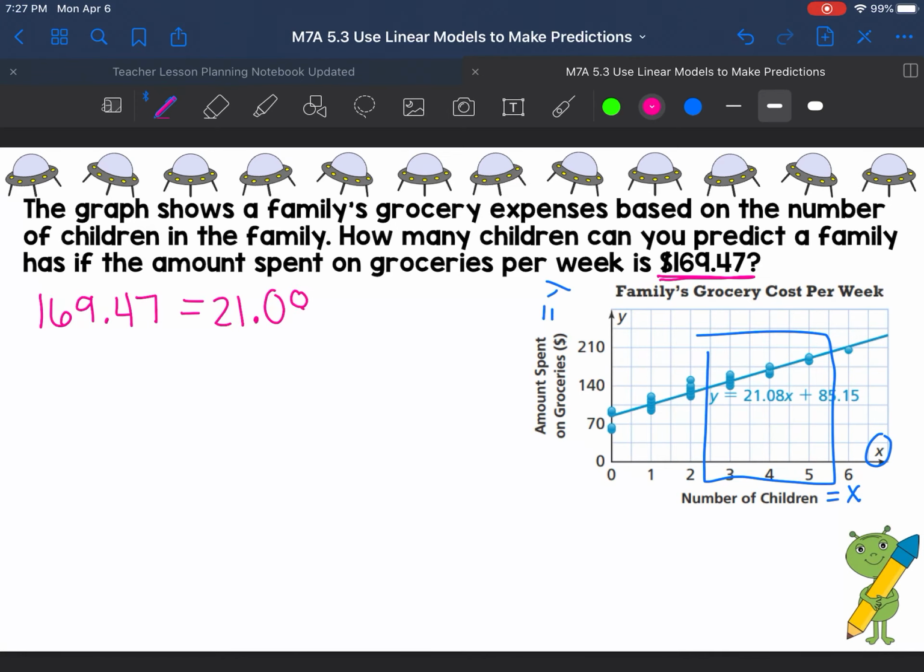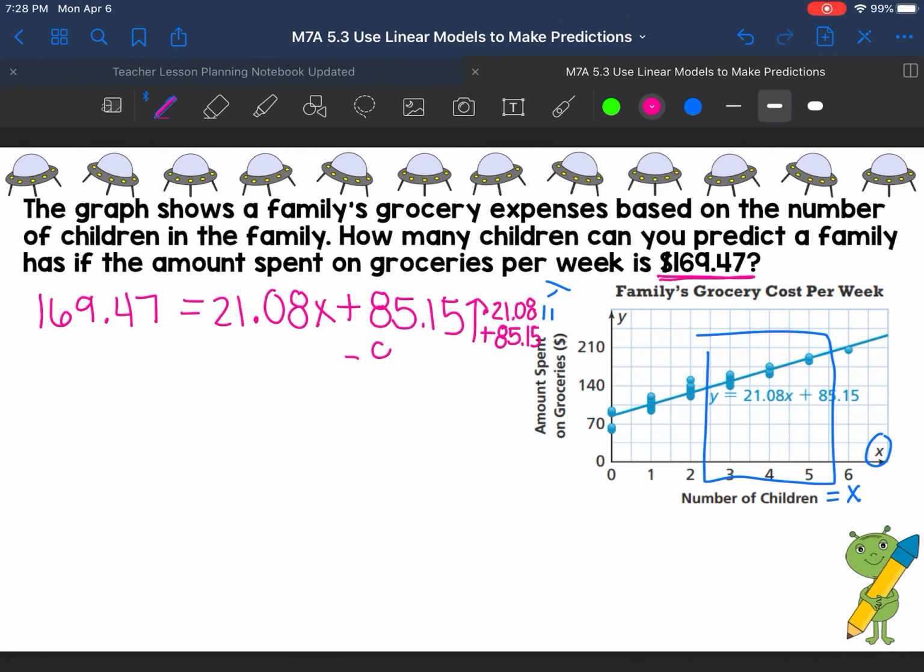So that's going to look like 169.47 equals 21.08x plus 85.15. And that's because this time I'm looking for x. I'm looking for the number of children. So I have a 2-step equation. Remember, we ask ourselves, what's happening to my x? Well, I'm multiplying by 21.08 and I'm adding 85.15. So I need to do the opposite, work backwards.